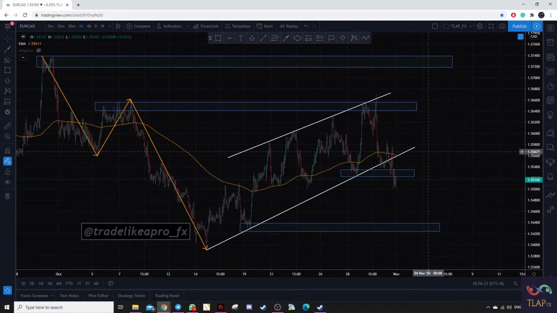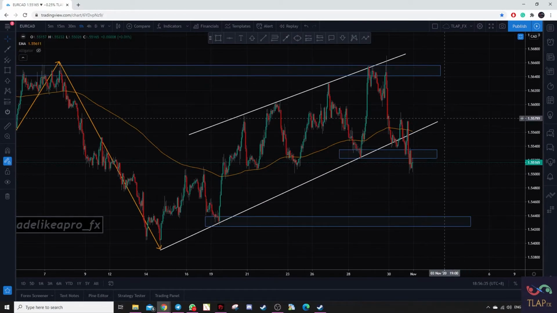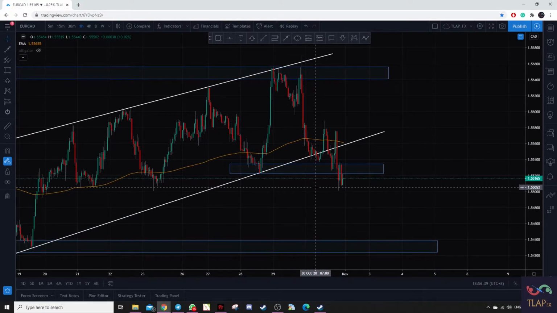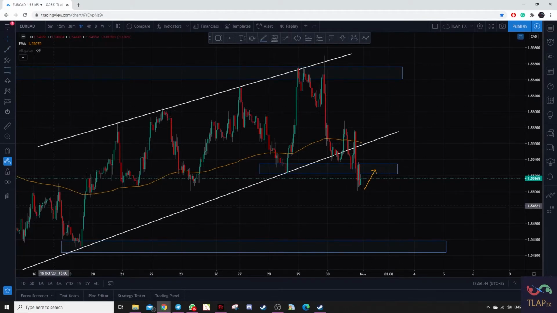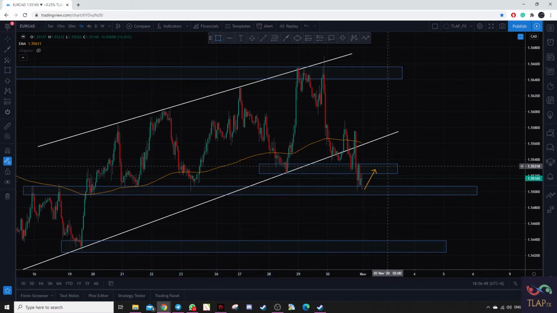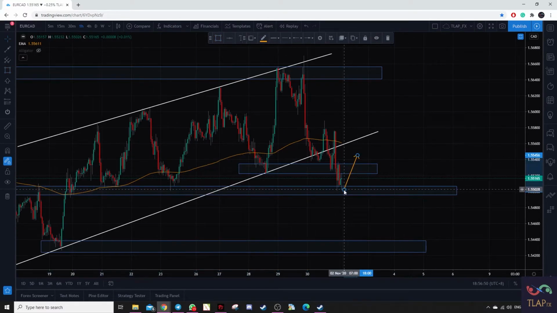Next up, we have EURCAD. You can see that prices broke this ascending trend line as well as the support level, now turn resistance, and we're looking for a retest onto this structure. However, you can see that prices are actually sitting on a support right now, and this bounce may actually make a higher pullback towards either this trend line or this level.